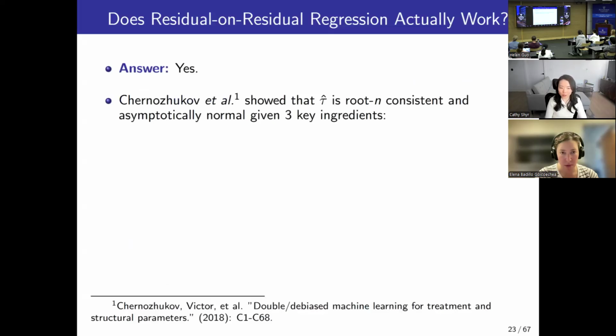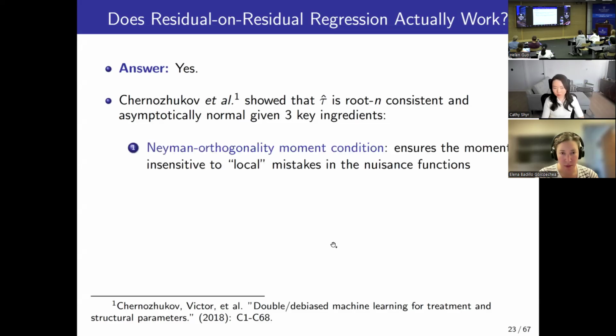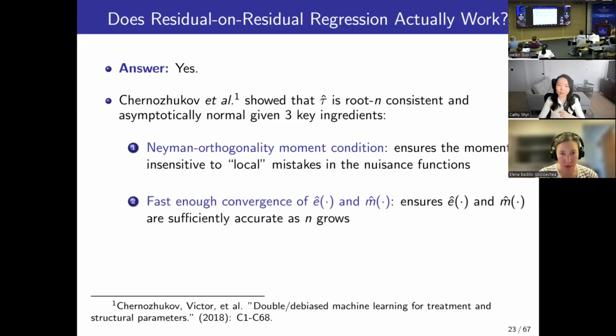In his paper titled "Double/Debiased Machine Learning for Treatment and Structural Parameters," Chernozhukov showed that tau hat can still have good large-sample properties given the following three key ingredients. The first ingredient is the Neyman orthogonality moment condition that is given by the residual-on-residual regression setup. In a nutshell, this ensures that the moment is insensitive to local mistakes in the nuisance functions. The second key ingredient is fast enough convergence of e hat and m hat, which ensures that these nuisance function estimators are sufficiently accurate as n goes to infinity.